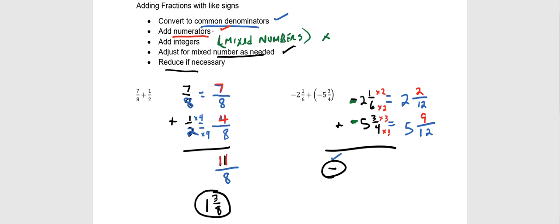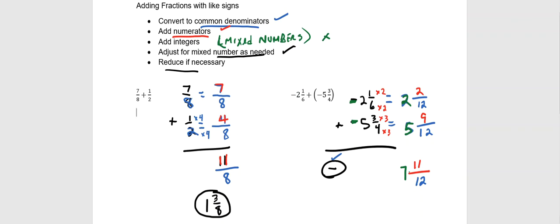Now we find the equivalent fractions and we're ready to add our numerators. So the next thing we'll do is add 2 plus 9. That should give me 11. Don't forget the denominator stays the same, so 2/12 plus 9/12 is 11/12. And here is where I need to add my integers. So I need to add the integer values, the 2 and the 5. And 2 plus 5 is going to give me 7.